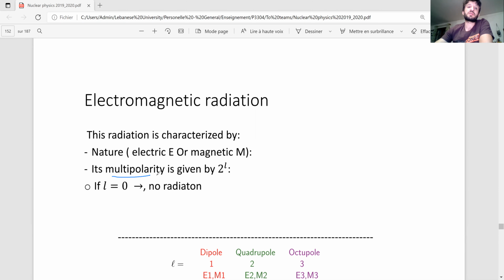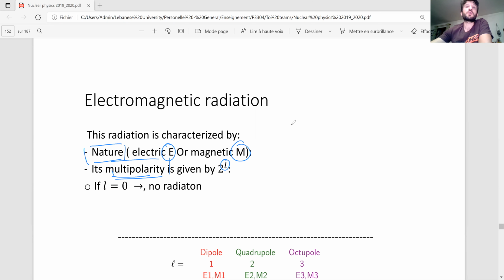You know, it can be dipole if L equals 1. It can be quadrupole, octupole, and so on. This is the multipolarity of any transition, and we have to specify the nature of the transition. It can be electric or magnetic. We can say E or M.